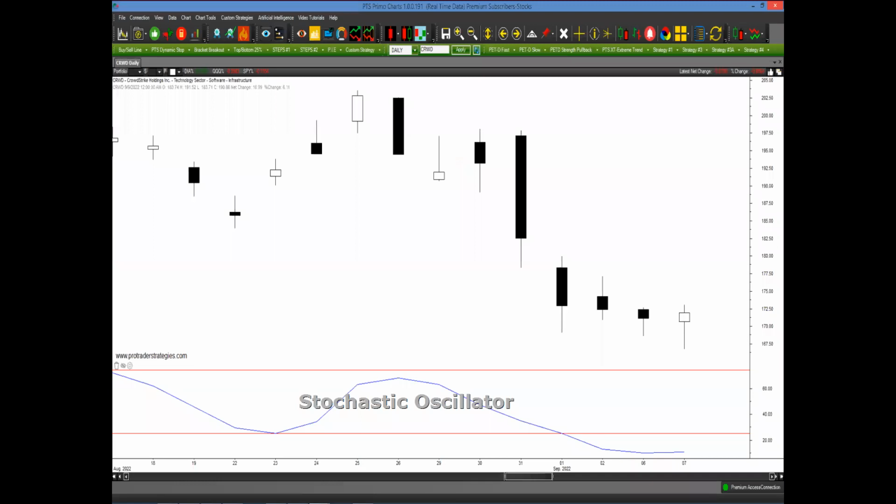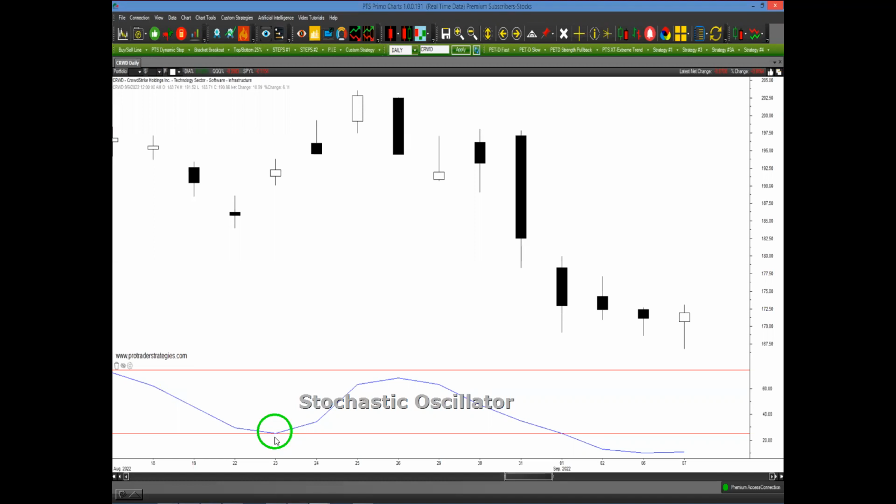Okay, all right, so let's take a look at CRWD, CrowdStrike. Now this is once again using the standard stochastic oscillator, overbought area and oversold area. Okay, so as we look at the price, we see that the oscillator was coming down, and it's hard to see right here, but at this very level, it actually did close just a little bit below the lower threshold.